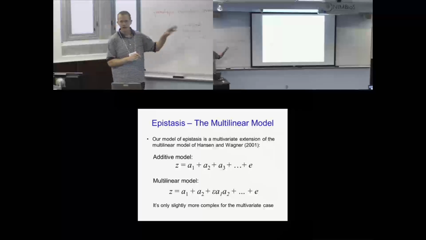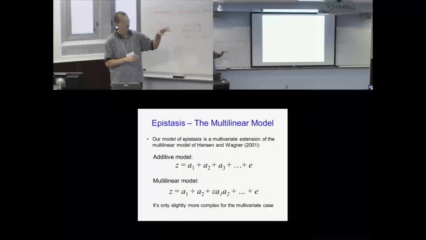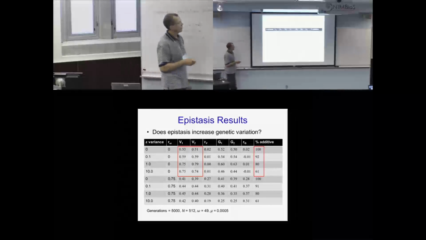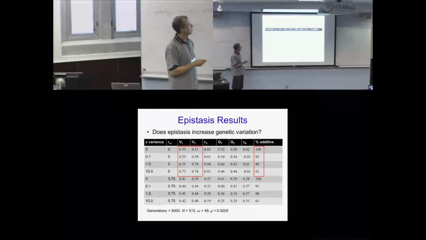So going from the additive model to the multilinear model is not that huge of a change in the model. All right, and so when we add that, what do we find? So we find a couple of things. I'm just going to give some bare bones results. I'm not going to go on and on about this. I just want to give you the main interesting results, and just to get you thinking about it.